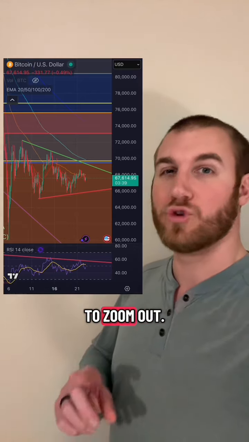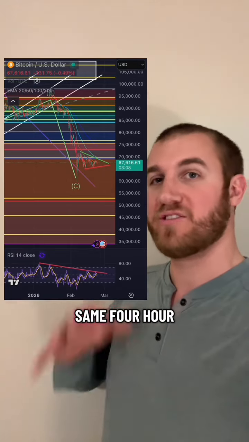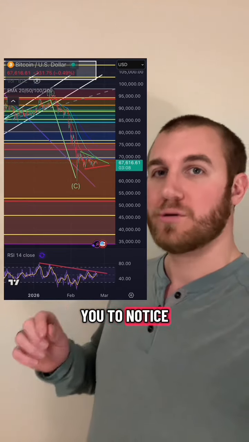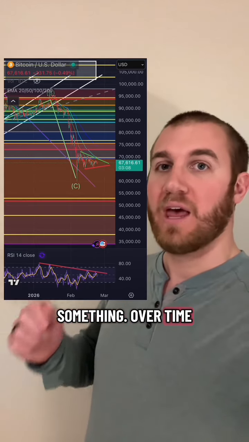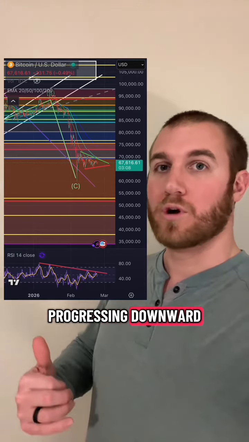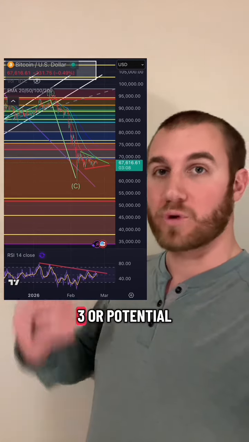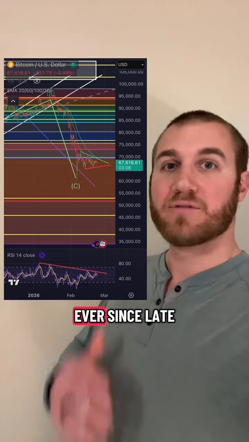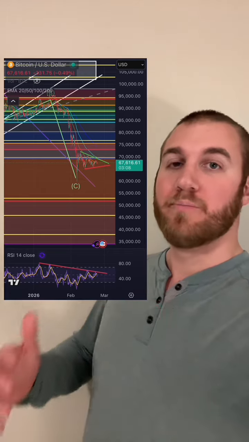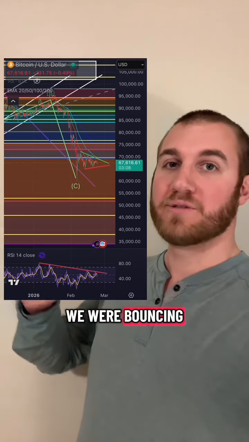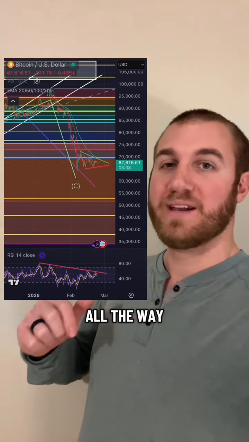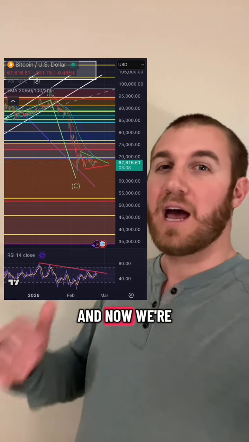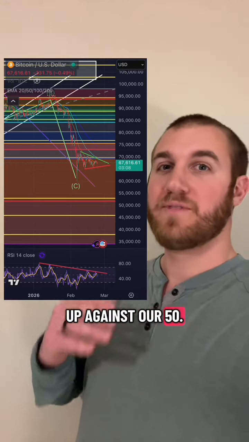To do that, we're going to have to zoom out. So let's flip on over. This is that same 4 hours zoomed out on our Bitcoin chart, and I want you to notice something. Over time, as we've been progressing downward with what may be our wave 3 or potential C wave, depending on how this all shakes out, ever since late last year, at first we were bouncing off of our 20 EMA all the way down, which is that red squiggly line that kind of followed us down, and now we're starting to bounce up against our 50.